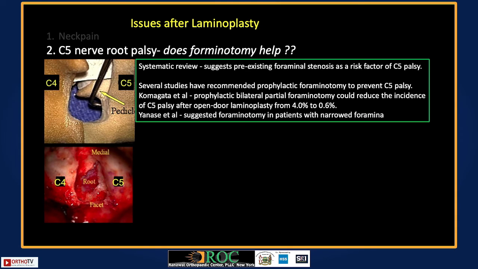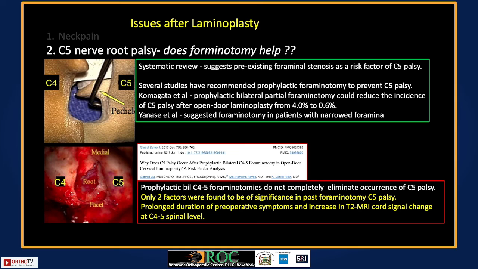So that gets us to the next question. Does foraminotomy help? Now here I would like to add to the confusion rather than clearing it out, because logic tells us that yes, if the C5 root is getting trapped in the foramen, then you need to release it. And there are multiple papers which are suggesting that yes, the incidence of C5 palsy can be reduced by foraminotomies. Some people do prophylactic bilateral foraminotomies. However, patients who have undergone a foraminotomy, there's an incidence of C5 palsy post foraminotomy also. So again, we are not sure as to whether the foraminotomy really works in these cases or not.